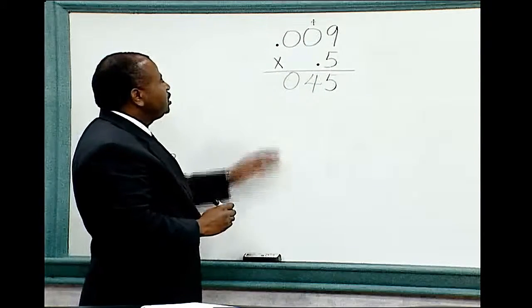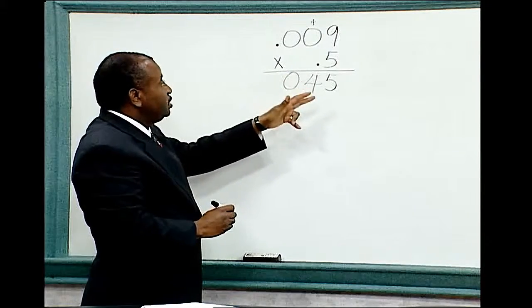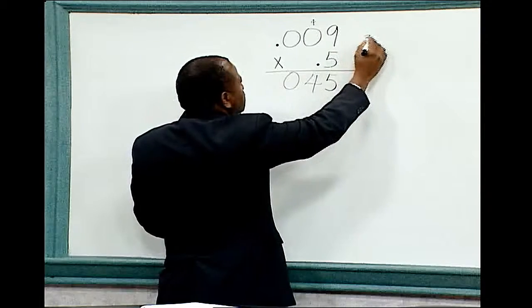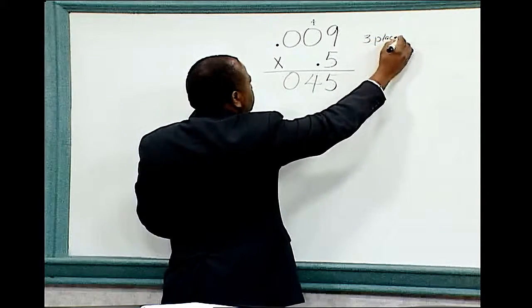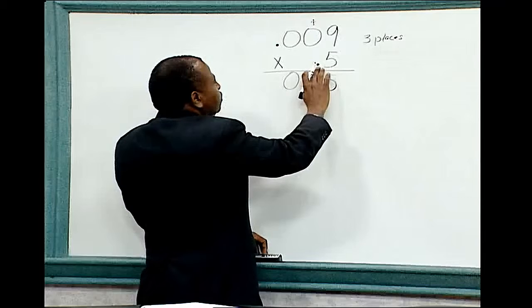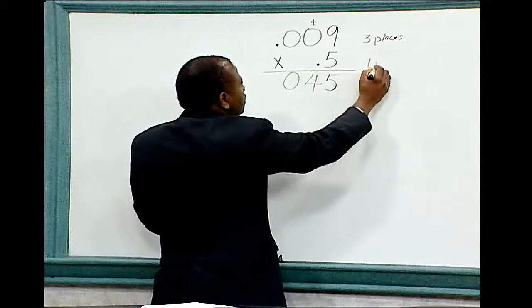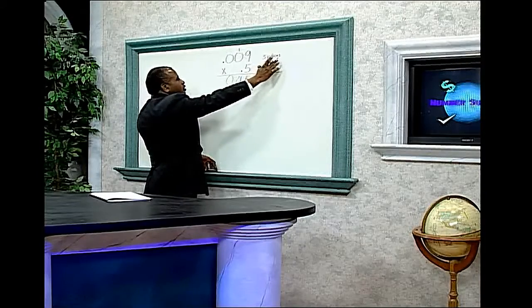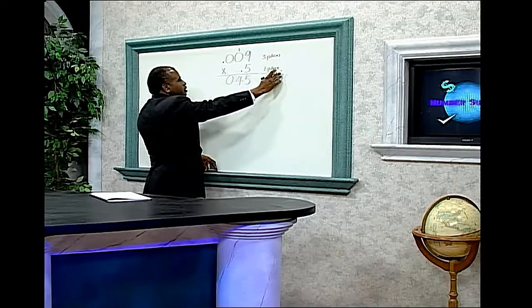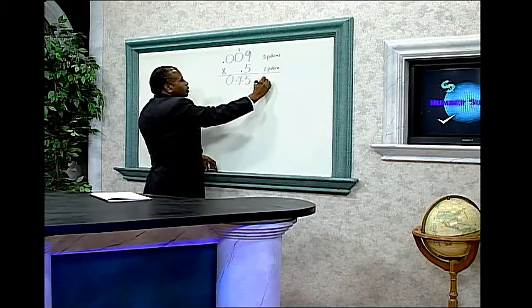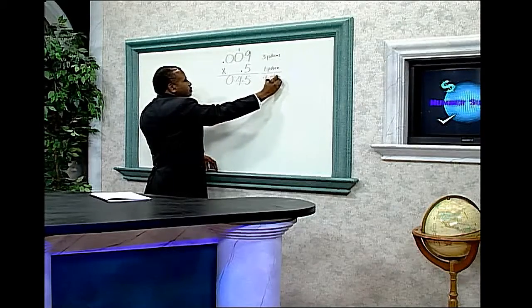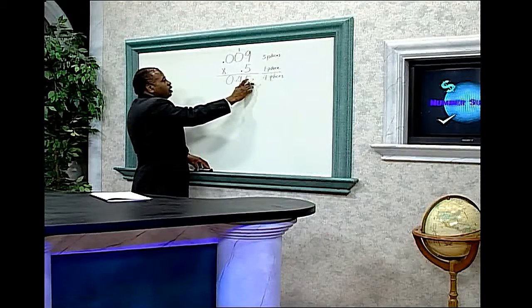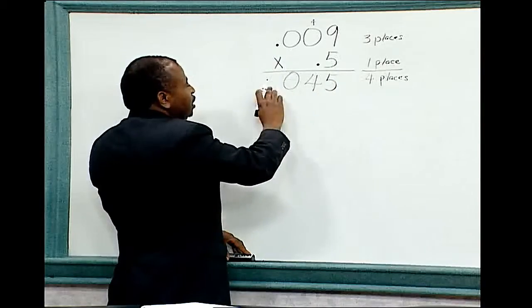And the next step we must do is count the number of decimal places. 1, 2, 3. We have 3 places because there are 3 numbers to the right of the decimal point. We have here 1 place because there's 1 number to the right of the decimal point. 3 places plus 1 place equals 4 places. This means that we must have 4 decimal places represented in our answer.